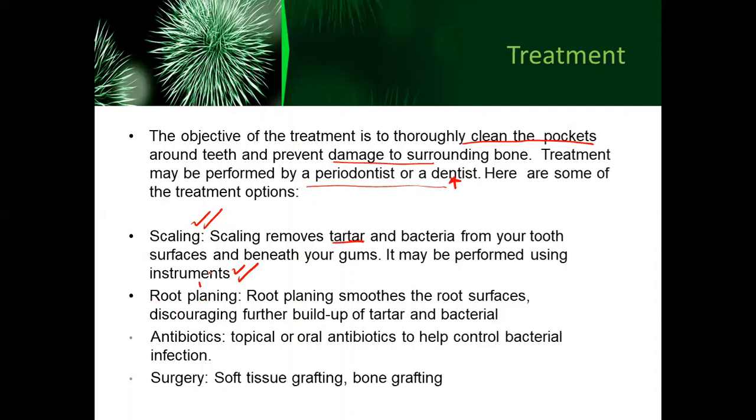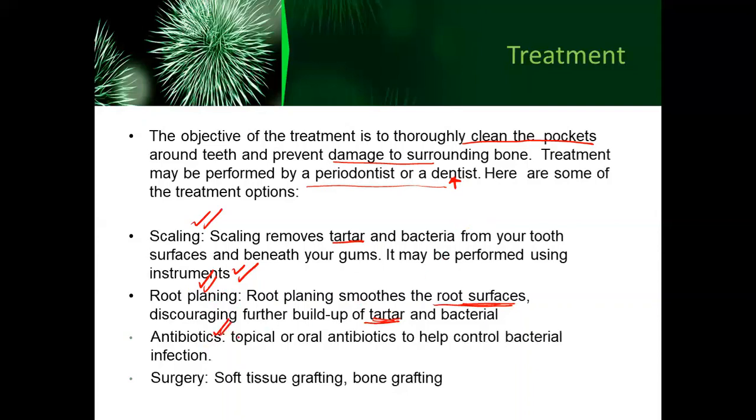Then there's root planing. Root planing smooths the root surfaces, okay? And as it smooths, it makes it very hard for the tartar to build up, because when you try to attach yourself to something smooth, you just slide over. So that is the root planing.